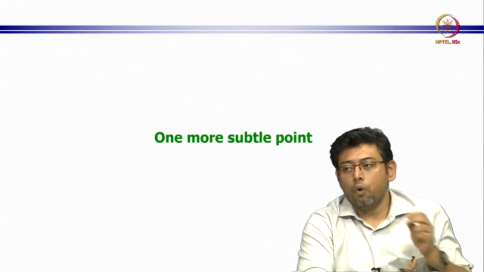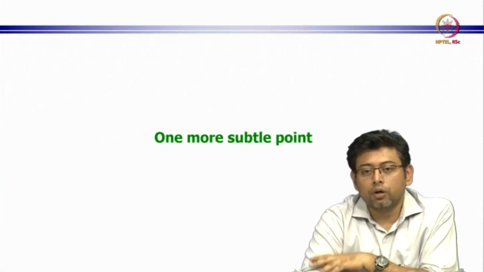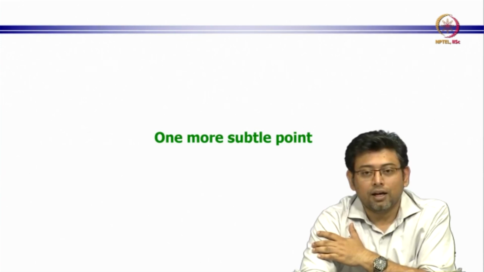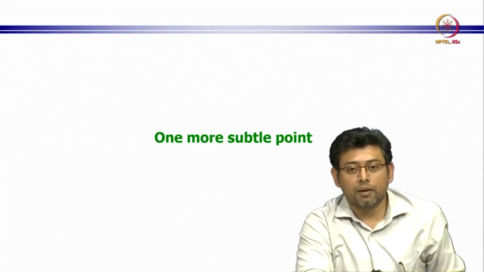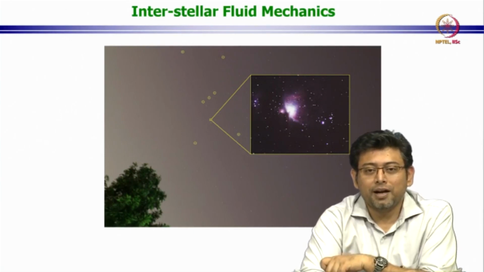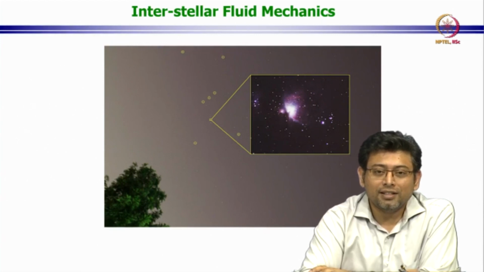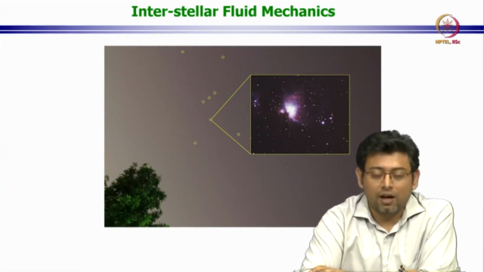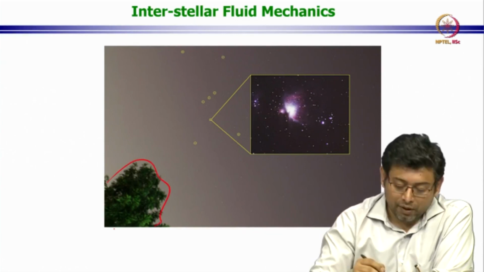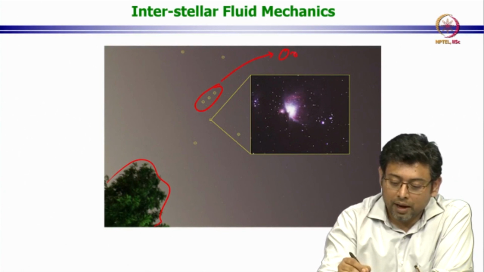There is one more subtle point that I'd like to make before I end this particular module, and that subtle point relates, it's best to show you by example, right? In my spare time, I like to do some astrophotography, and this is a photo from my house. This is obviously a tree here on the side, but what is interesting is these three stars are the Orion's belt stars.